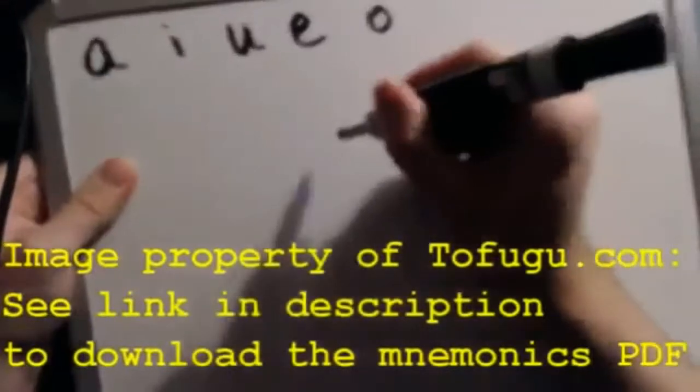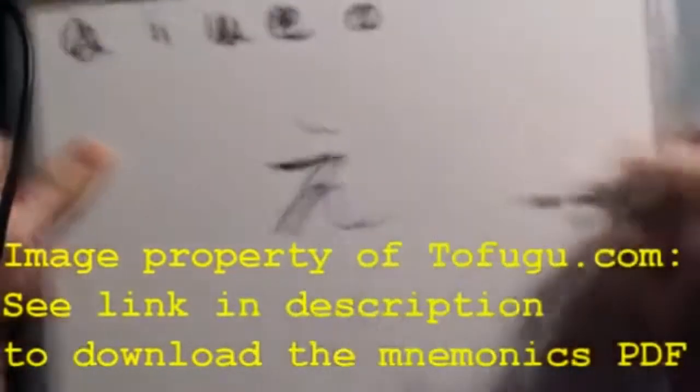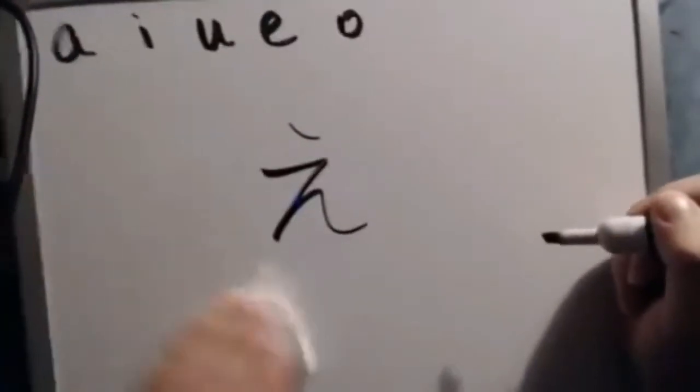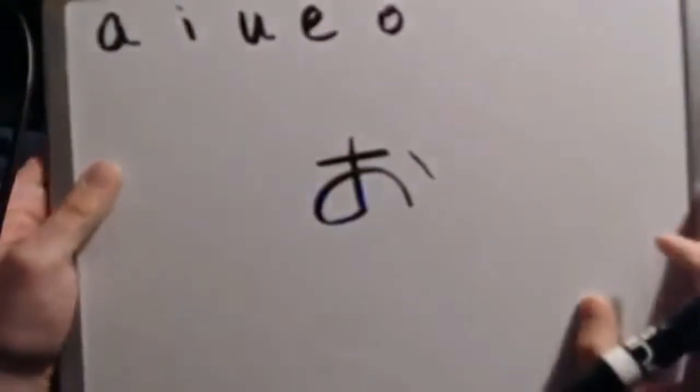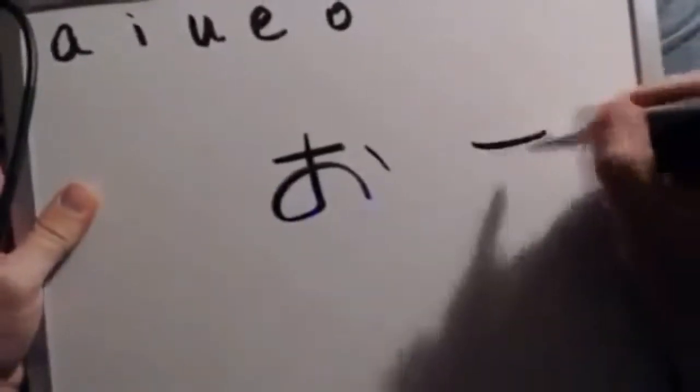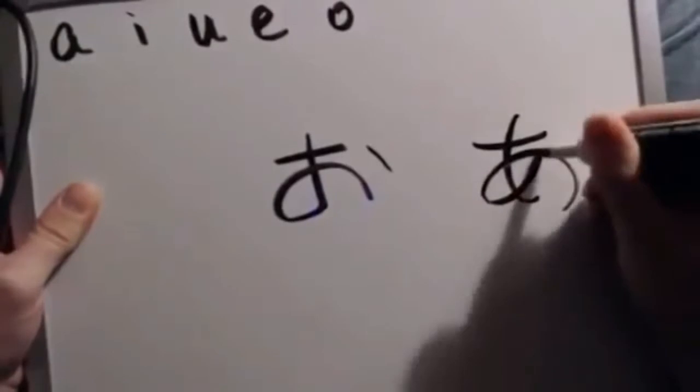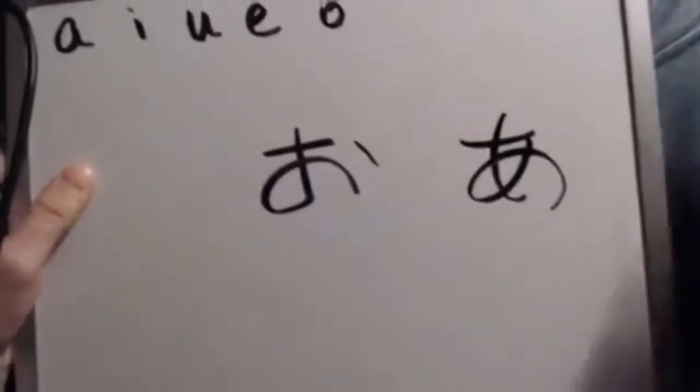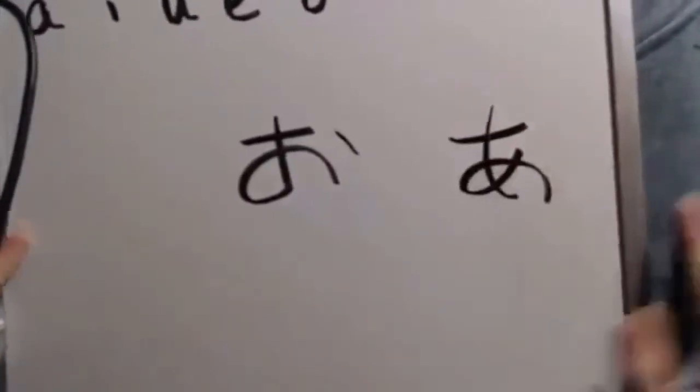Let me draw that again because I kind of drew it sloppily. Let's do O, the last one of the first set of sounds. So O looks like this. See, that looks remarkably similar to A, so I'm going to draw A right next to it. Oops. Actually, that shouldn't connect. Let me do that again. Okay, so A is like that.